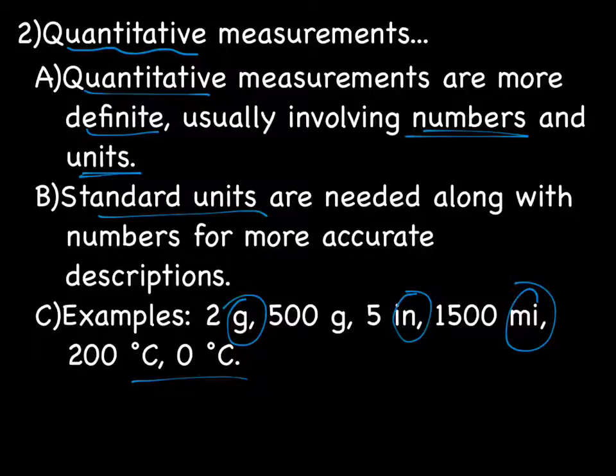If I say, for example, I live 50 from school, what are you thinking? Well, are you thinking, wow, she lives 50 miles from school, she has a far commute. Conversely, what I really meant is I live 50 yards from school. I live right across the street or something. So when we're talking about a quantitative measurement, we need to use units.